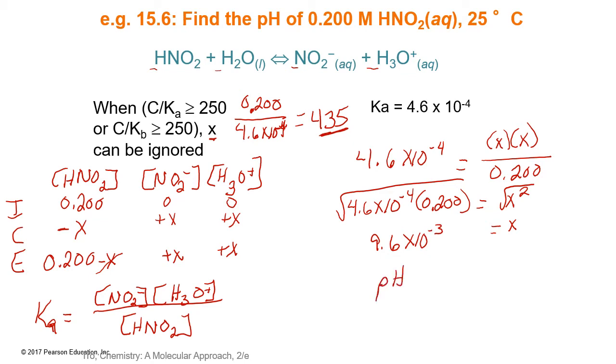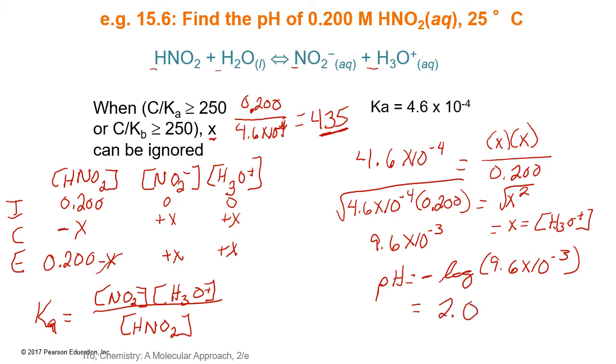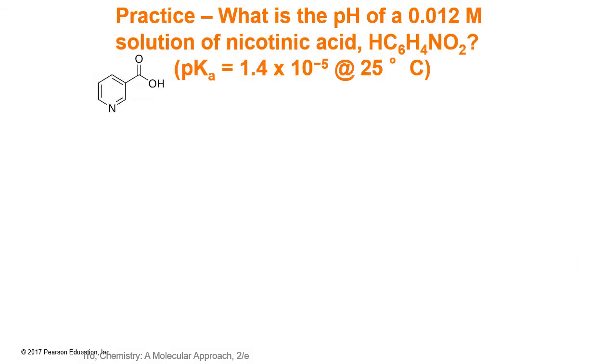Take the pH. To find the pH, it's the negative log of the H3O+ concentration, which is X, 9.6 times 10 to the minus 3. And we find that the pH is 2.02 for our nitrous acid with a concentration of 0.2 molar. Here's a practice for you to try. Pause the video and determine the pH.